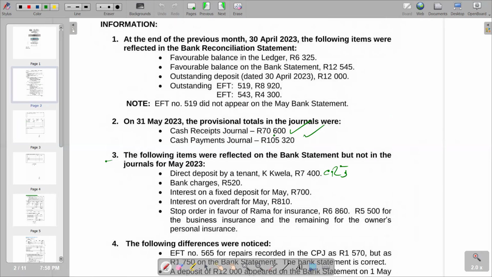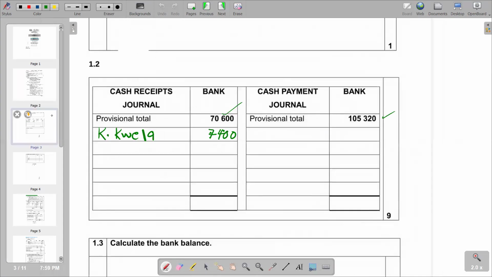So bank charges obviously reduce the bank balance, so they are supposed to be on the credit side of the bank account in our ledger, and the credit side represents the cash payments journal. So we go there and put it under the cash payment journal. So we're saying bank charges. The figure that we have is 520.